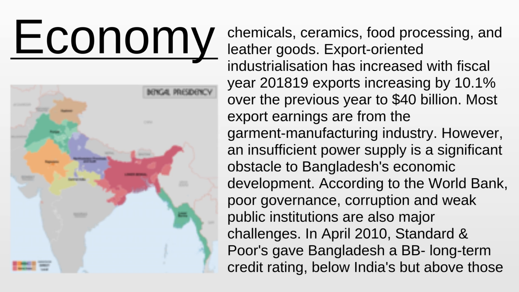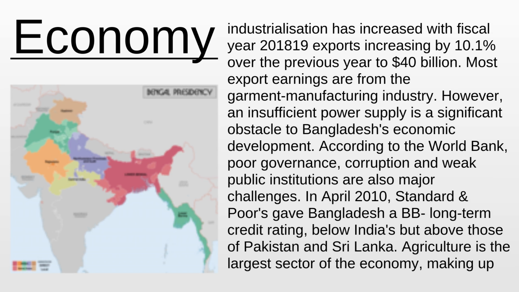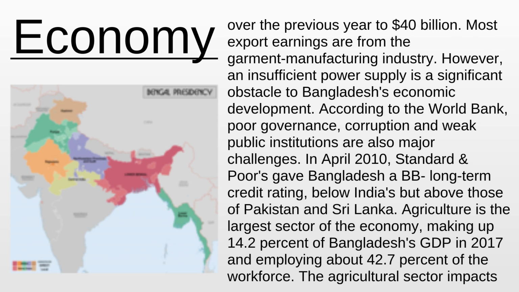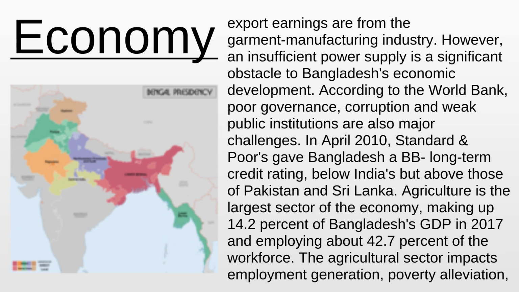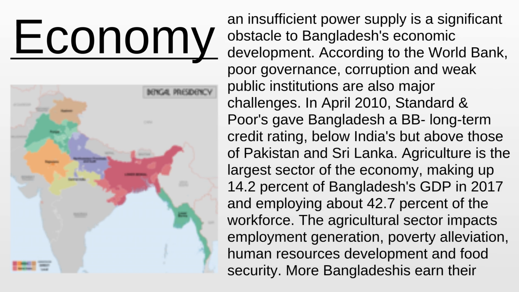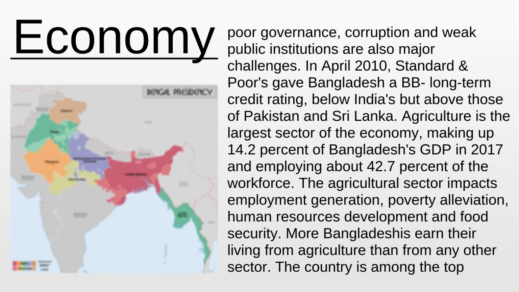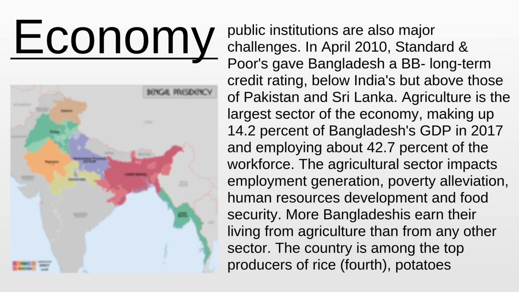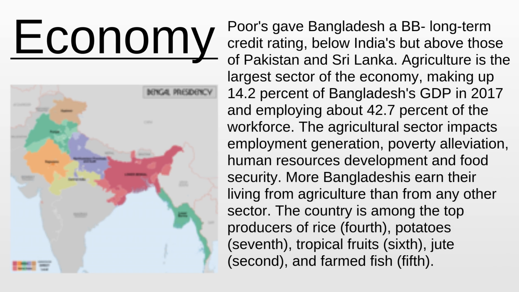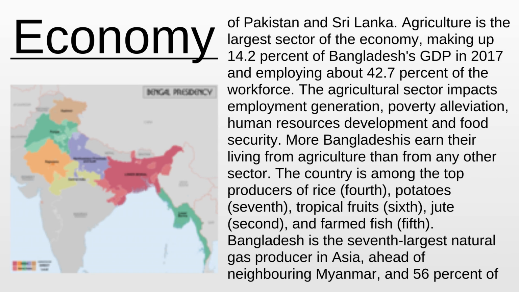Export-oriented industrialization has increased, with fiscal year 2018-19 exports increasing by 10.1% over the previous year to $40 billion. Most export earnings are from the garment manufacturing industry. However, an insufficient power supply is a significant obstacle to Bangladesh's economic development. According to the World Bank, poor governance, corruption and weak public institutions are also major challenges. In April 2010, Standard & Poor's gave Bangladesh a BB long-term credit rating, below India's but above those of Pakistan and Sri Lanka.